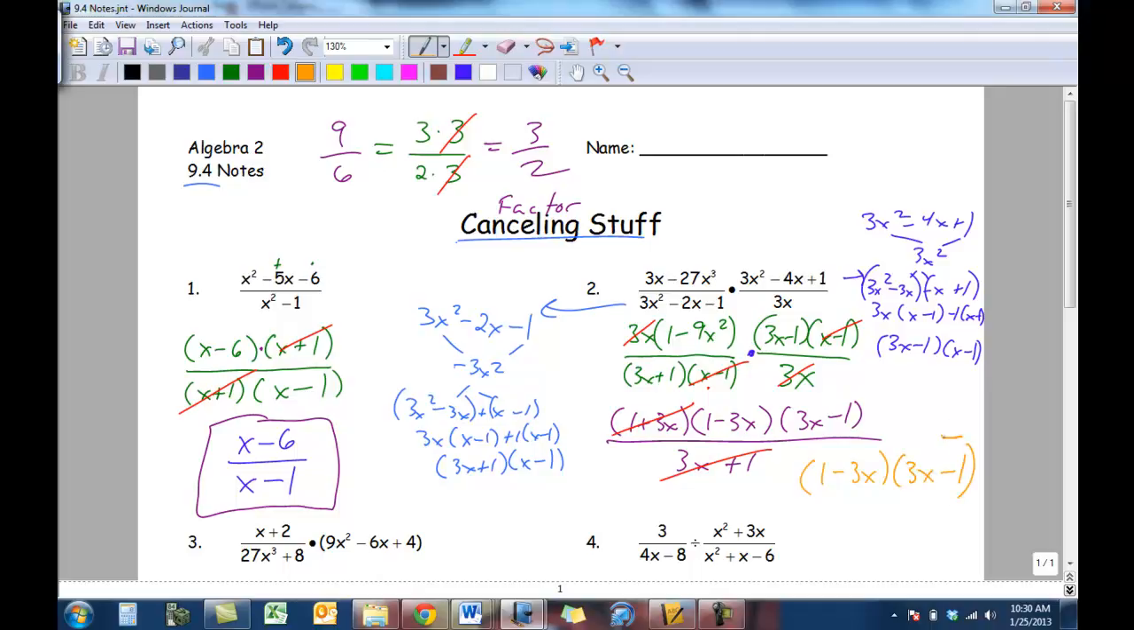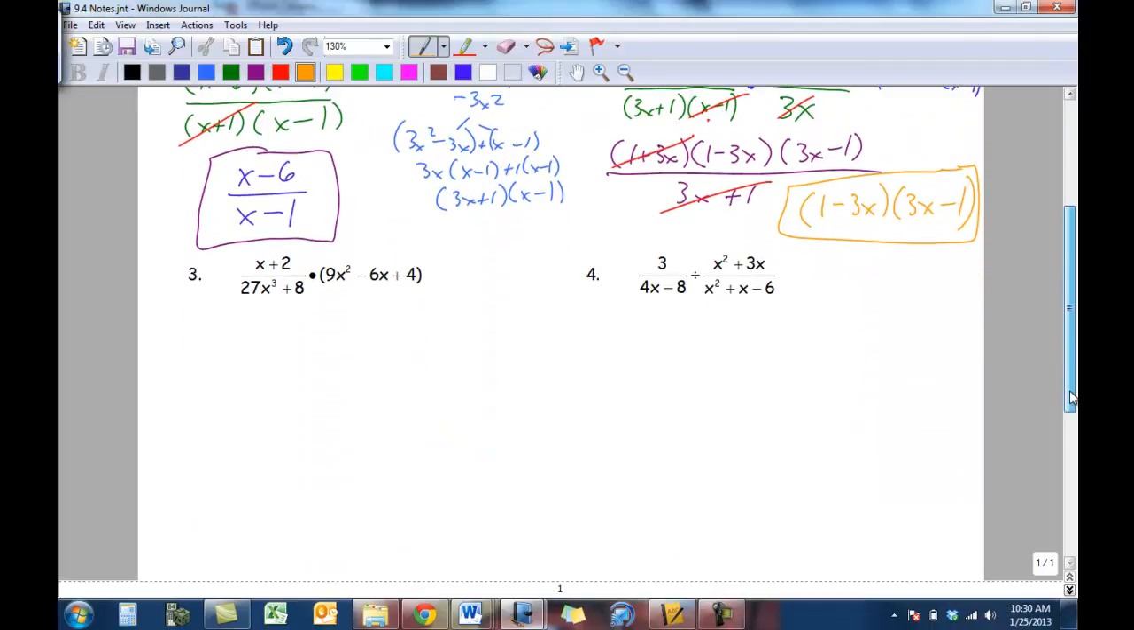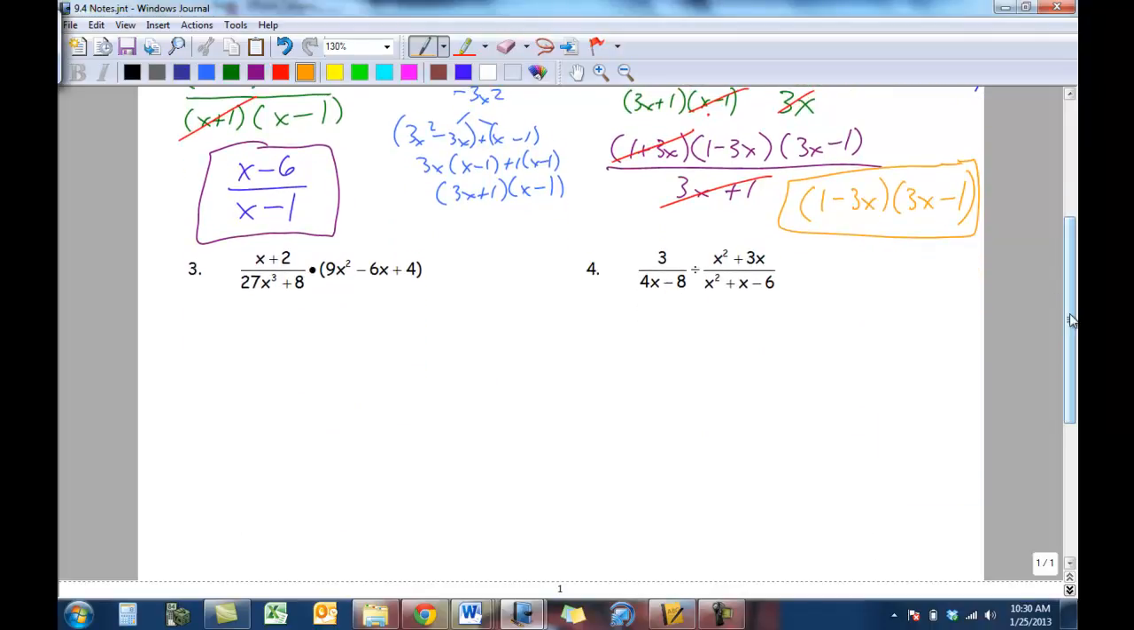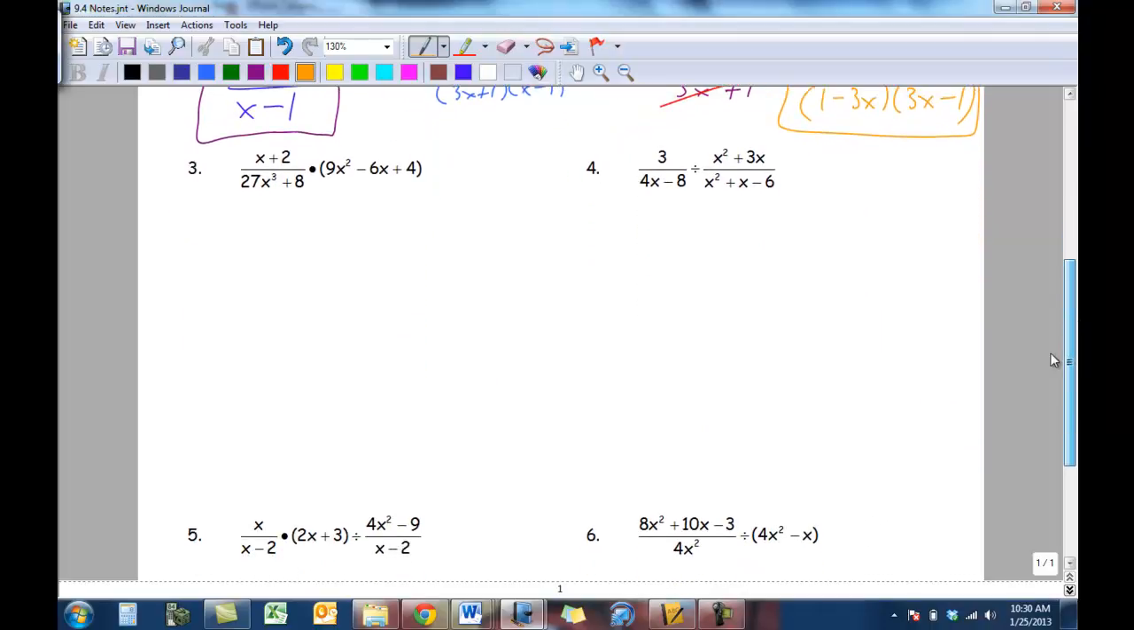That's your final answer. Now, do I need to FOIL that out or anything? No. For these polynomials, in fact, it's best to leave it in factored form. Don't FOIL it out. You're all set. There it is there. All right? Let's move on to number 4. Number 4 is very similar to the last one, except that it's got division.